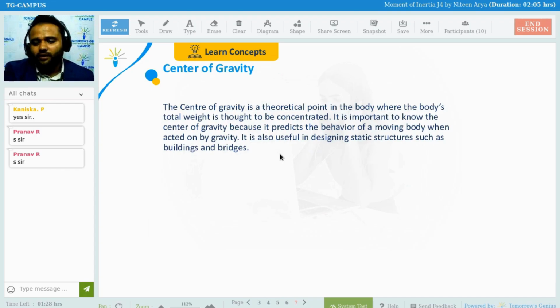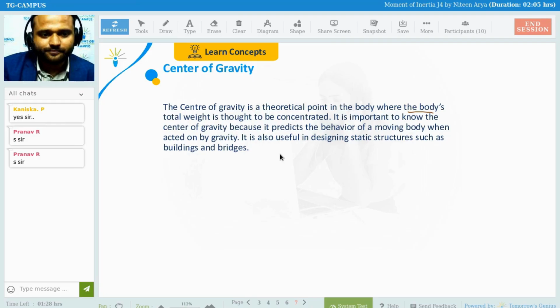Now, the center of gravity. Like we have the center of mass, the same way we have a center of gravity. The center of gravity is a theoretical point in the body where the body's total weight is theoretically centered, or you can say visualized. Here we talk about weight. Clear? Weight is different from mass, because weight is a force, and mass is an intrinsic property. You get it now?